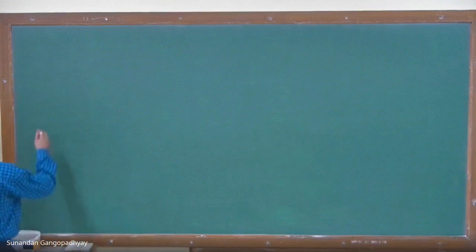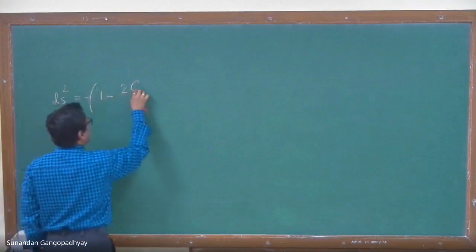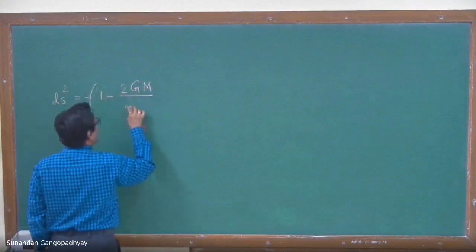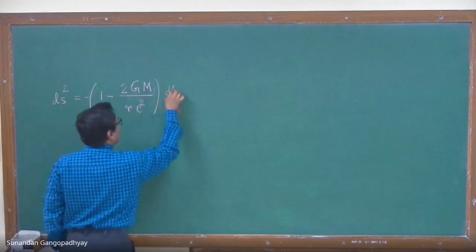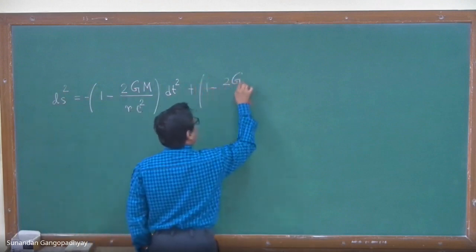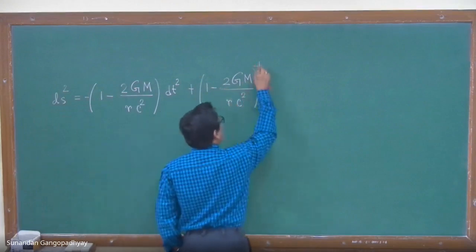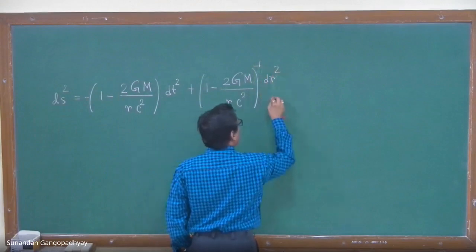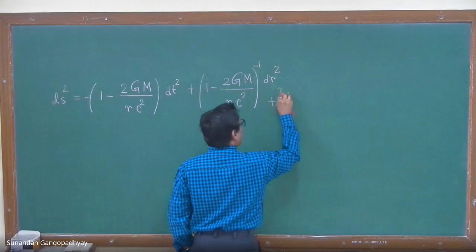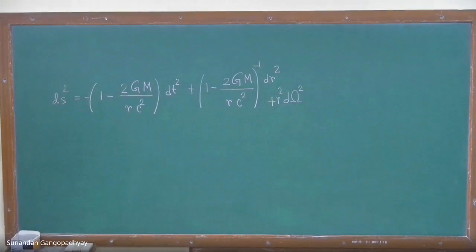So the previous class we were, you can see this color, right? d omega square is basically d theta square plus sine square theta d phi square. Okay. So this is known as the Schwarzschild geometry.